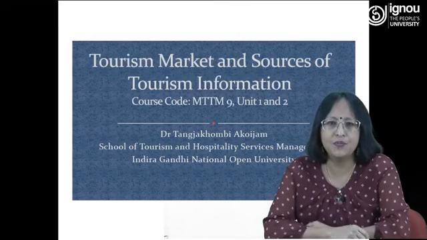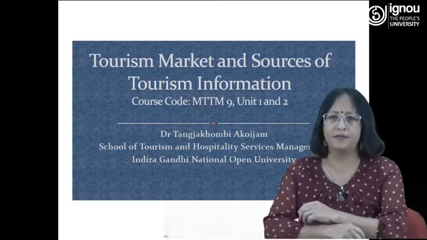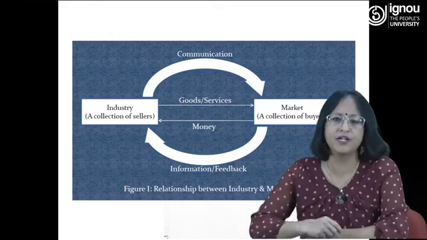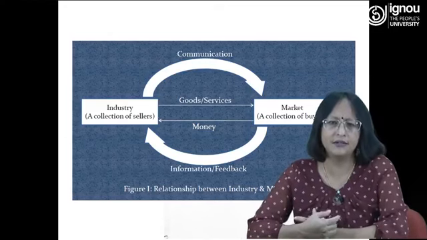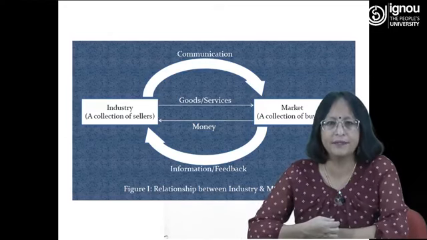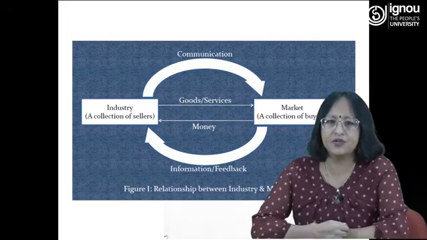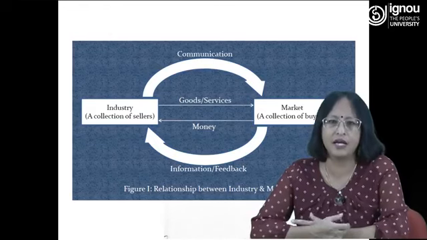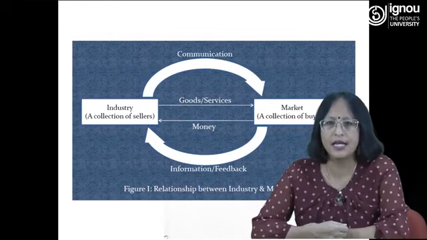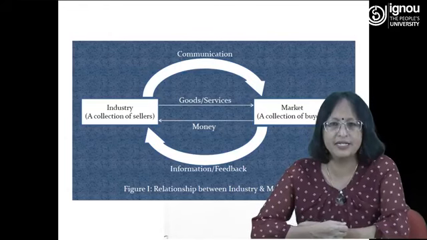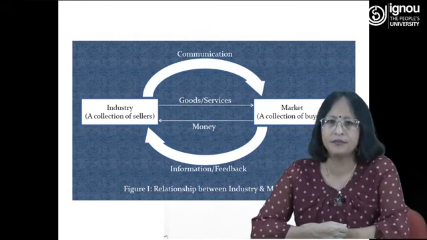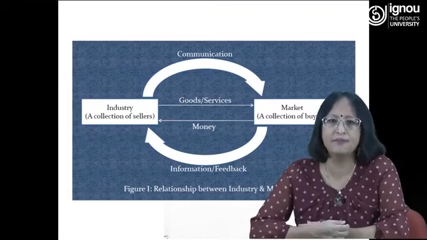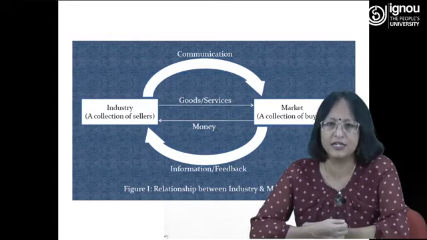So this relationship between the industry and the market has been illustrated by Mr. Philip Kotler, who is a renowned modern day marketing guru, as well as having many marketing books to his credit. So the industry, which is the collection of sellers, tries to communicate as part of the marketing process to the market about the products and the services that they have. And the market in turn, the collection of buyers, buys the goods or the services and money is paid.